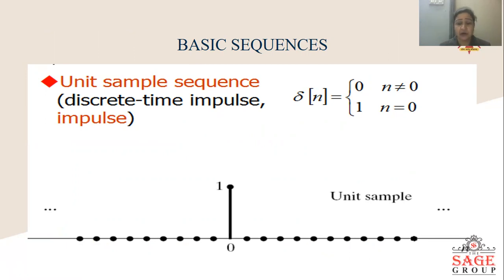Now, the first signal or sequence is the unit sample sequence, which is also known as the unit impulse sequence. The unit impulse sequence is represented by delta n. Delta n always has value 1 when n is equal to 0, whereas it has value 0 when n is not equal to 0. Here we can see the graphical representation: when n is equal to 0, this signal has value 1, whereas at n equal to 1, 2, 3, or minus 1, minus 2, minus 3, and so on, it has value 0.